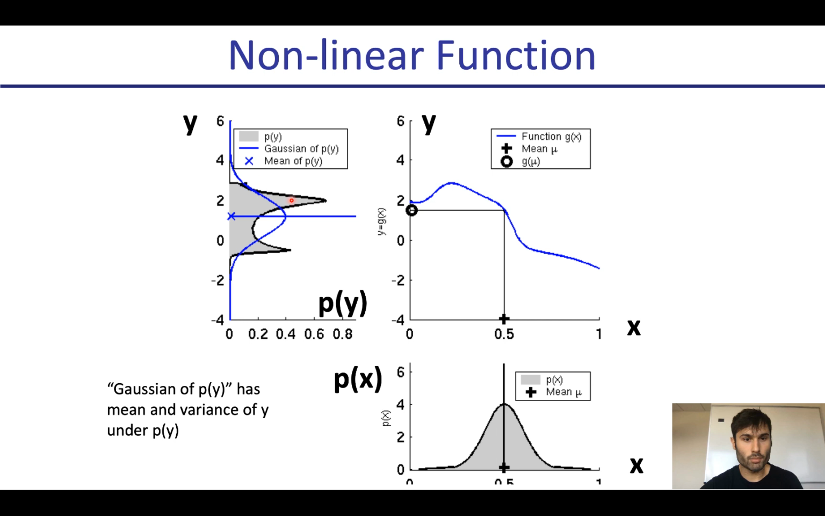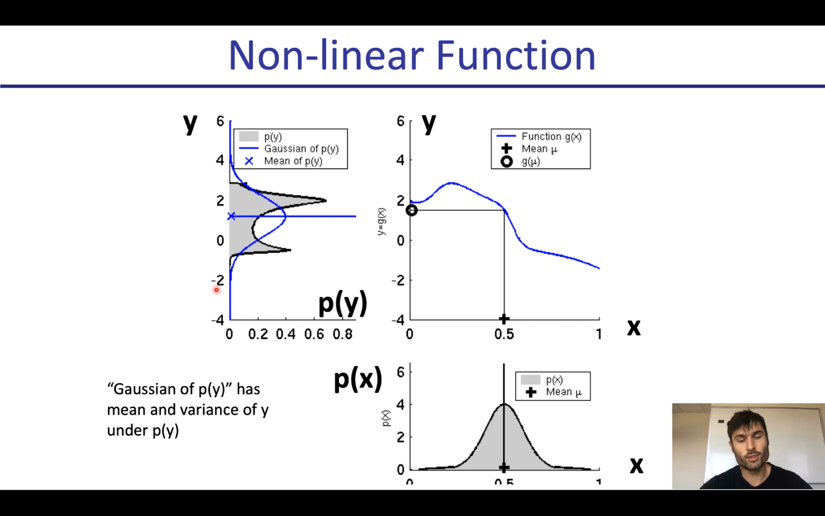Here, the blue curve is the Gaussian that most closely matches the distribution P of y, the gray one. In order to find this Gaussian, we minimize some distance between a Gaussian with parameters mu and sigma and the distribution P of y. In this case, the distance that we use is the KL divergence. So the closest Gaussian in terms of the KL divergence is the blue curve that we saw here.